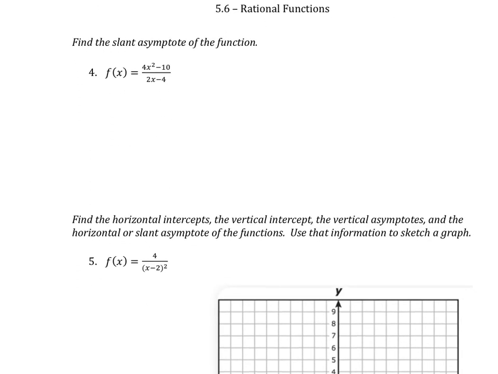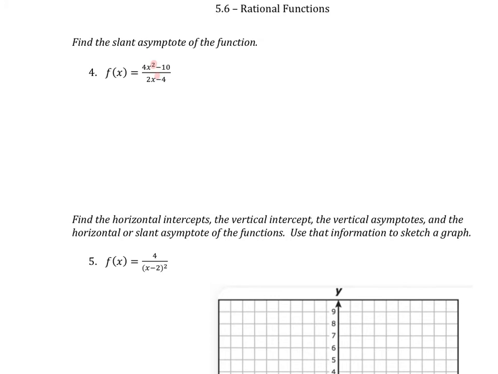All right, number 4, find the slant asymptote. So keep in mind that it won't necessarily say that you're going to have a slant asymptote when you do. It could just say find the asymptote, and you'll have to recognize that it has a slant asymptote. And so the way you recognize that is you look at the degree. The degree of the top is 2, and the degree of the bottom is 1. So since the degree of the numerator is larger than the degree of the denominator, that's what tells you you're going to have a slant asymptote.